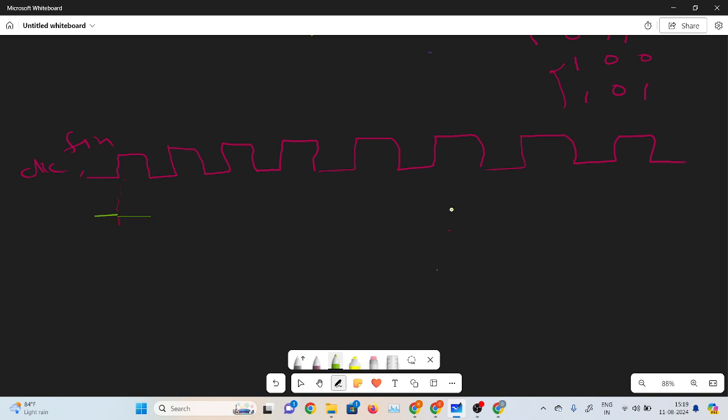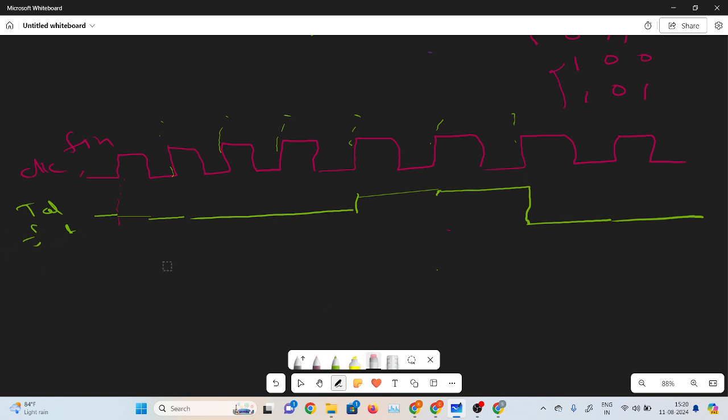So this is the first clock pulse 1, this is the 2, this is the 3, and this is the 4. So for the first 4 clocks it will be 0, and the next 2 clocks it will be logic 1. Then again it will be 0, and so on. So this is the t out.